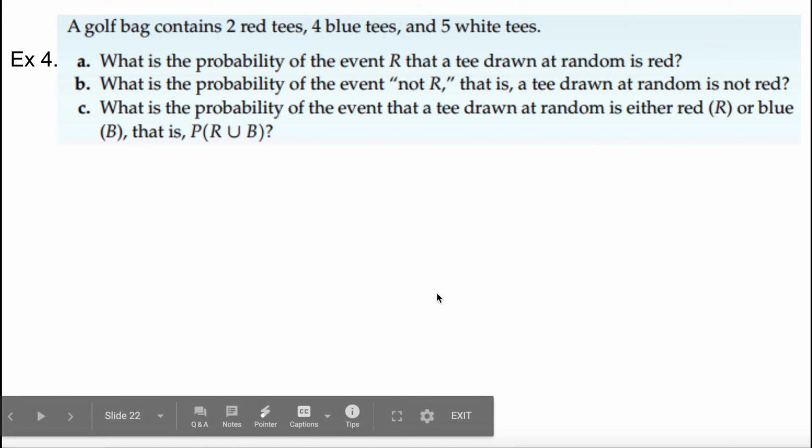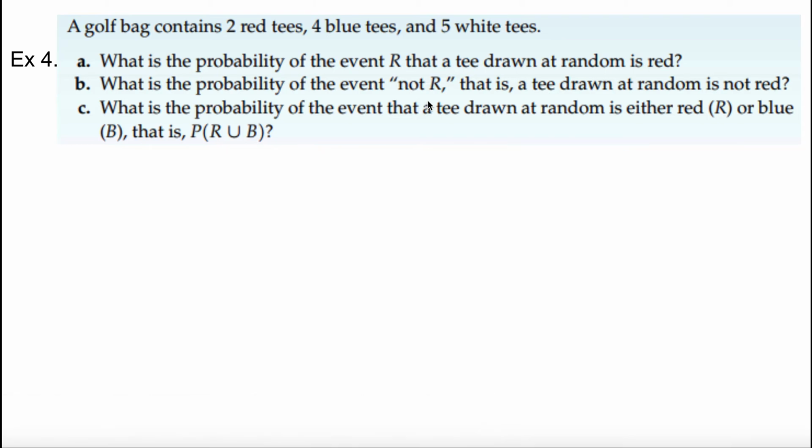I will show you down here too, okay? What is the probability of the event not R? Not R means the complement of R, right? So you can subtract the probability of R from 1 to get the probability of the complement of R. So if you already have found 2/11 here, you can take away 2/11 from 1 to get number 2.